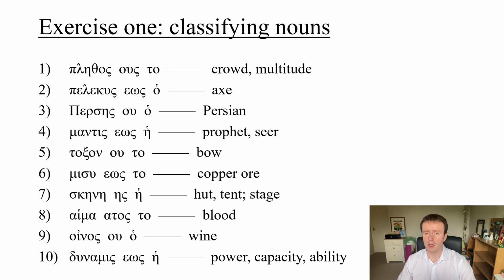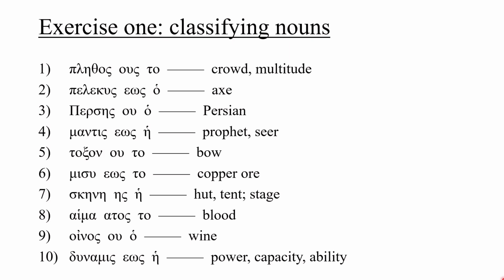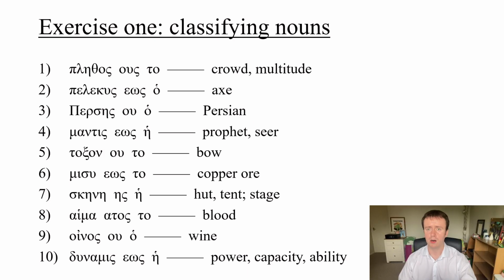And by that I mean, here you've got 10 nouns, they belong to different declensions. Each noun could be a first declension noun, a second declension noun, or a third declension noun. Now it's your task to state which subgroup of a declension each of these nouns belongs to. So please do pause the video and state which subgroup of a declension each one of these nouns belongs to. Okay, we're now going to go through the answers.